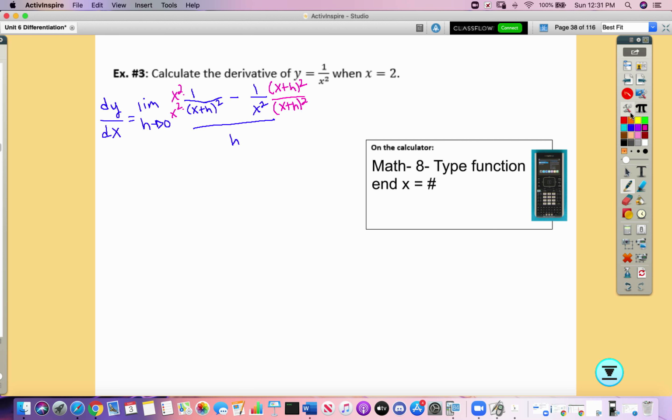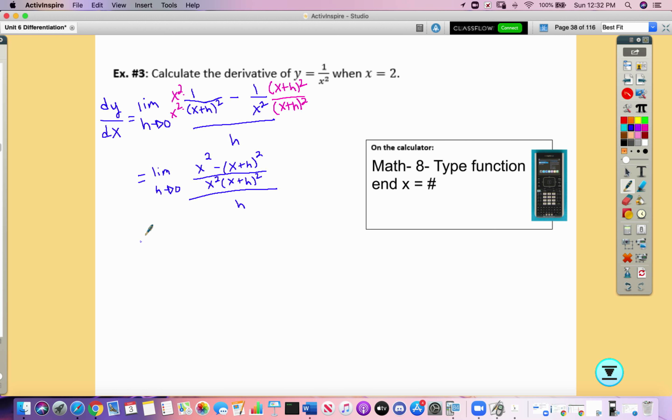I know, you might be thinking, this still looks crazy, Mrs. Rajewski, and I'm not disagreeing with you. Sometimes it's going to look a little crazier before it looks a little bit neater. So here we go. X squared times 1 is x squared, minus 1 times x plus h squared is x plus h squared, all divided by x squared times x plus h squared, all divided by h.